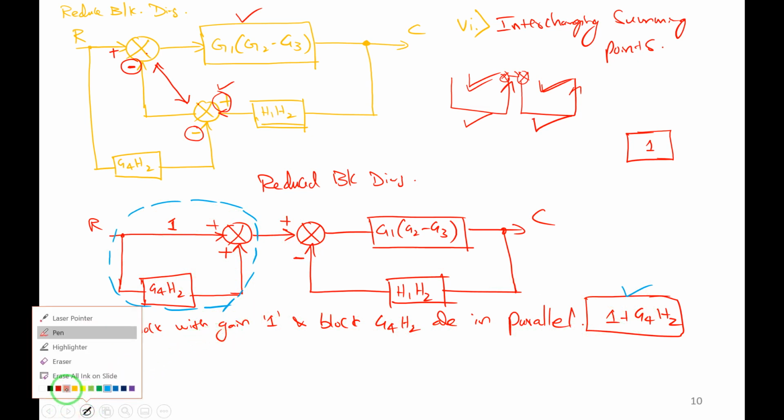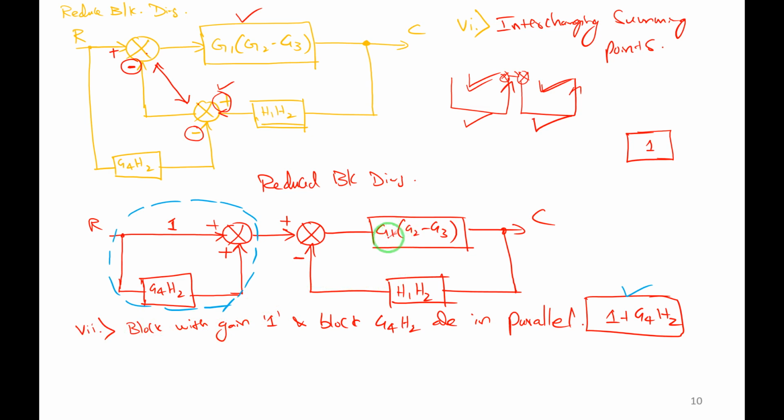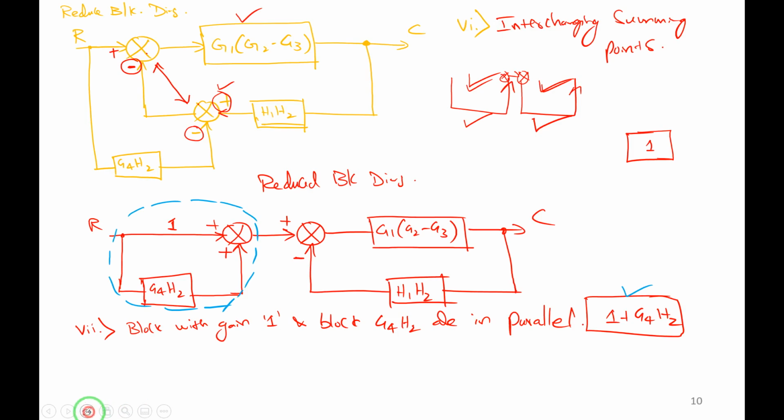I will take red ink. Here the block G1 into (G2 minus G3) with H1 H2 is a feedback loop. I know how to eliminate the feedback loop. I will treat this as G, using some other color ink so that it will help you to understand. I am treating this G1 into (G2 minus G3) block as simply G, just for convenience, and H1 H2 as simply H. So G and H, we know how to eliminate the feedback loop.